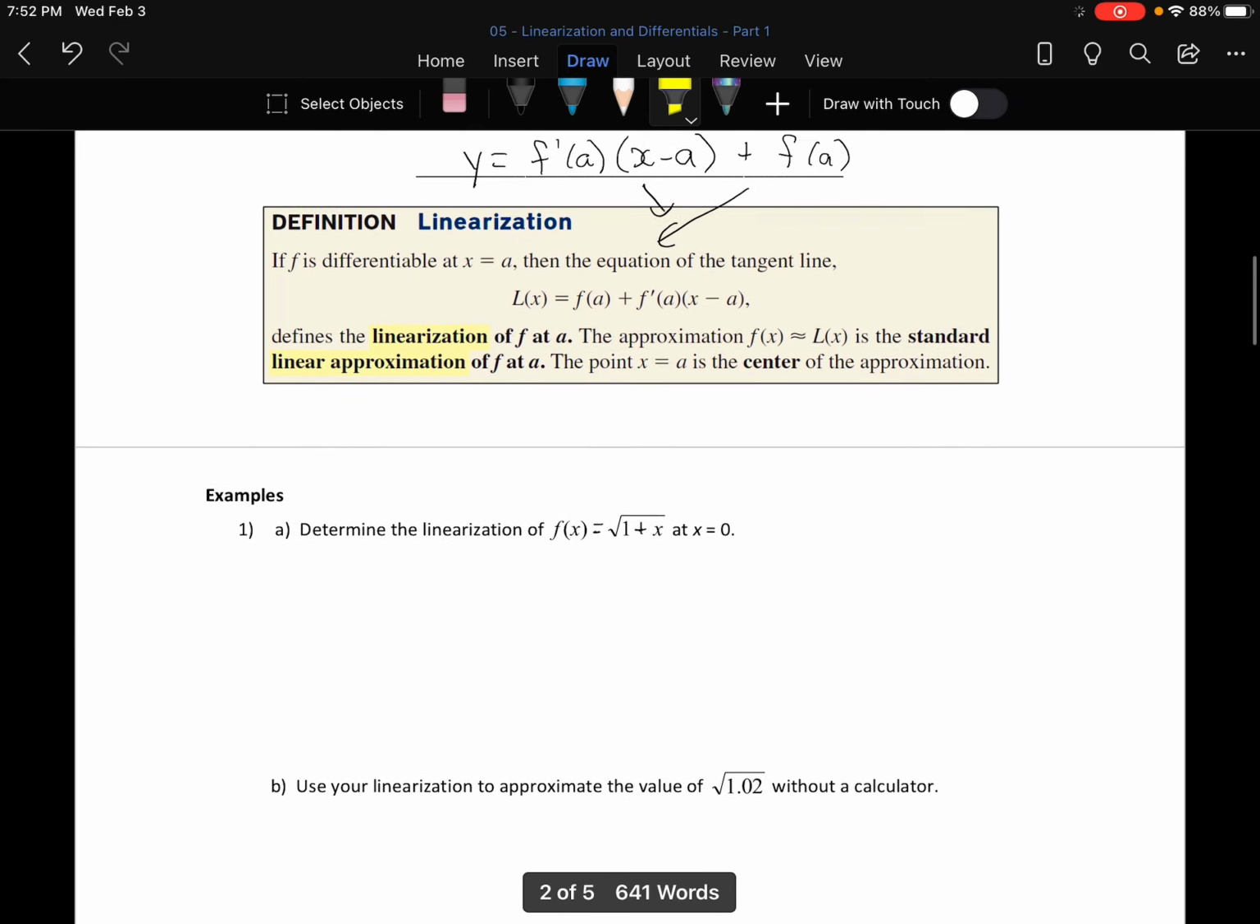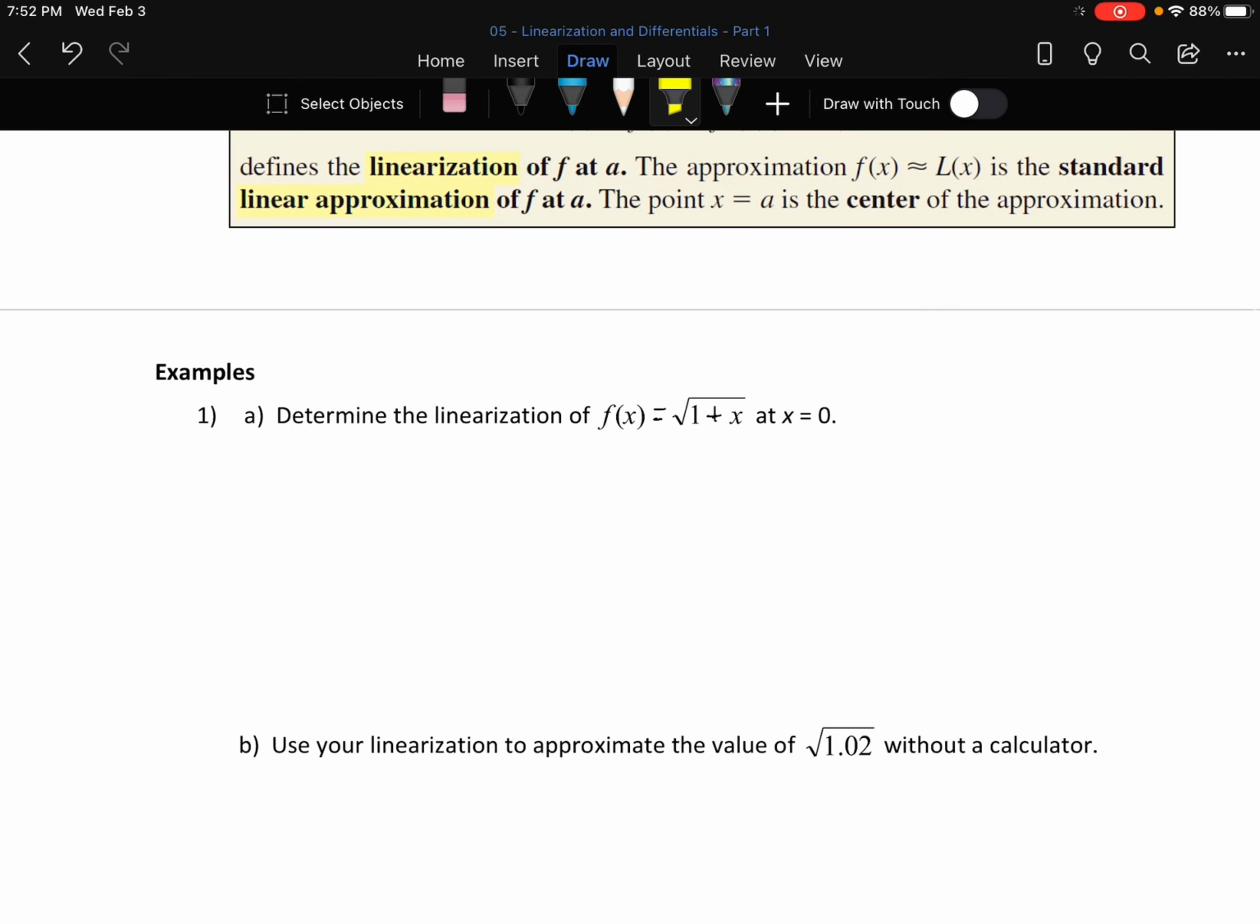Let's actually get to one, and I'll be able to use Desmos to show a little bit more about what's going on. So it says determine the linearization of f at x equals square root of 1 plus x at x equals 0. So let me just write down that linearization again. To do the linearization, I go f at A plus f prime at A times x minus A.